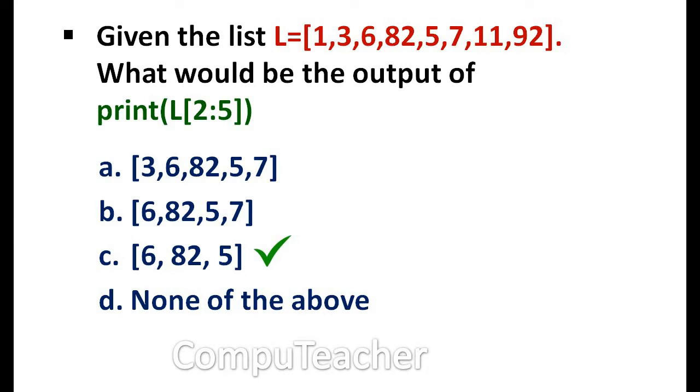We will see how it works. The slicing starts at index 2, that is 0, 1, 2, which starts at 6. And here as the stop value I have given 5. So it will extract values up to index 4. Index 4 is 0, 1, 2, 3, 4, that is up to the value 5. So the result is 6, 82, 5.